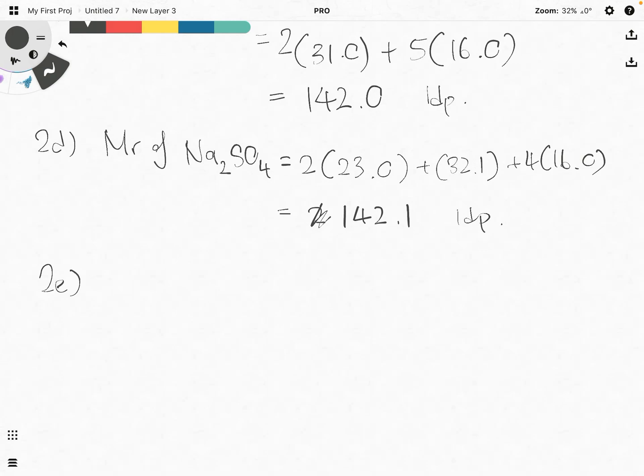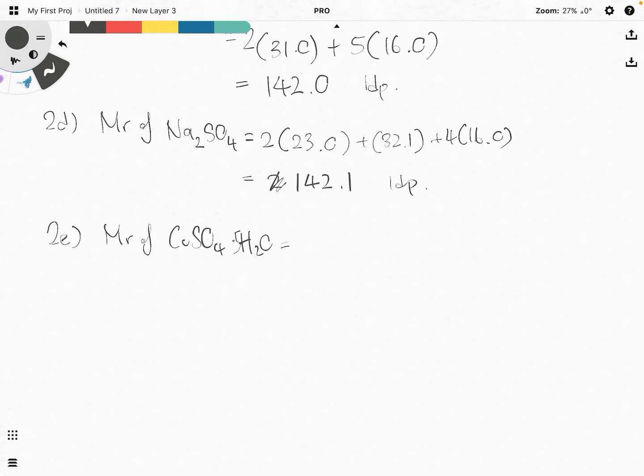Last one, 2e. They ask you to find the relative formula mass of copper sulfate. Copper sulfate is an ionic compound. But you notice this copper sulfate is a bit special. It's copper sulfate and it's also interacting with water molecules, 5 to be exact. So how do we calculate this? You would need to include the water molecules.